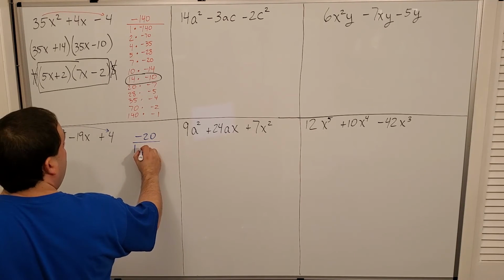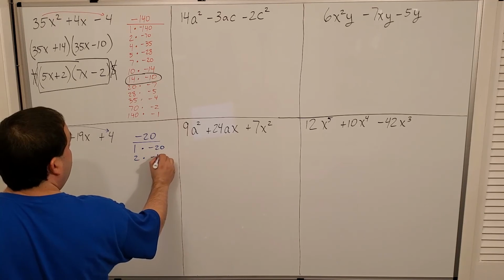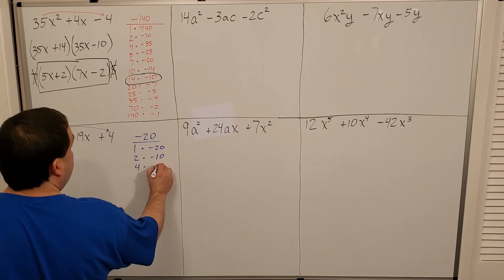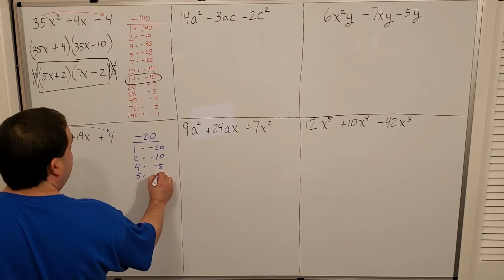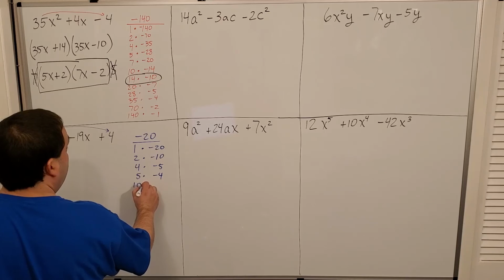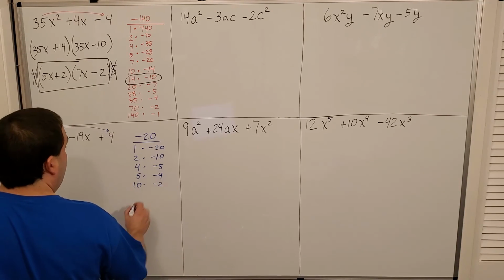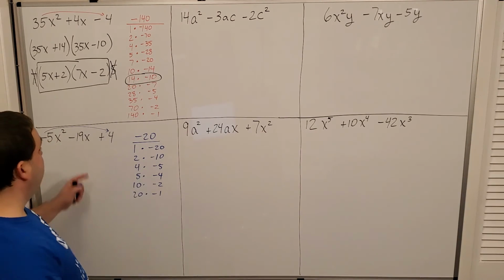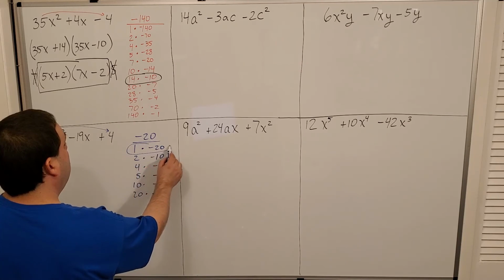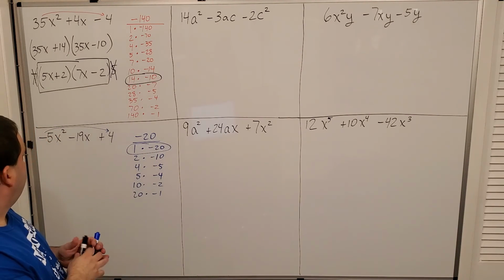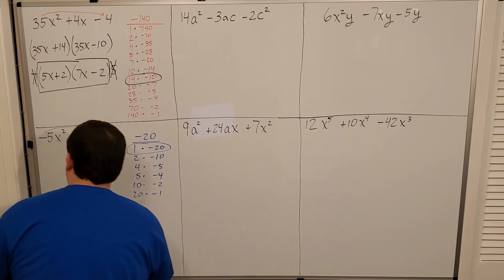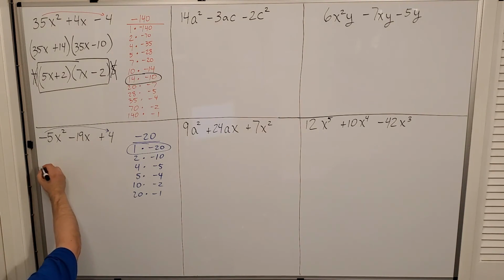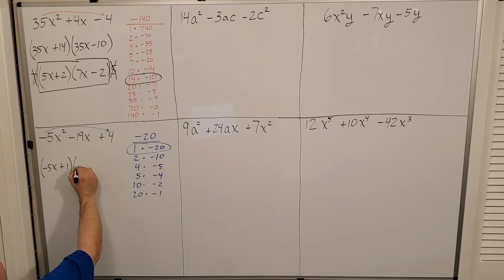Okay, so let's make a list. 1 times negative 20, 2 times negative 10, 3 doesn't go, 4 goes, 5 is the repeat, so I'll begin to mirror everything now. 10 with negative 2, and 20 with negative 1. I need a negative 19, so that's going to be 1 and negative 20. Okay, so then the front of each of these parentheses should have a negative 5x. So then I have plus 1 and negative 5x minus 20.